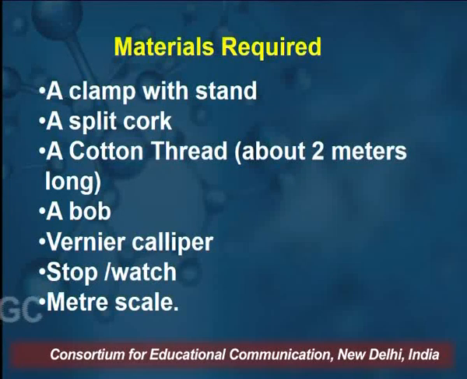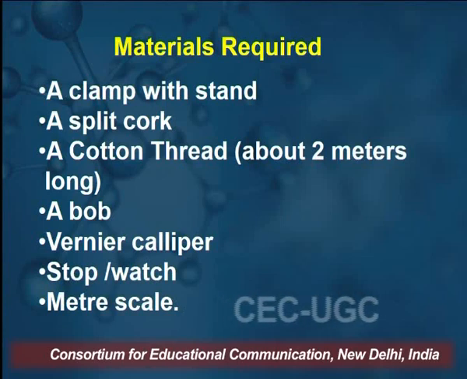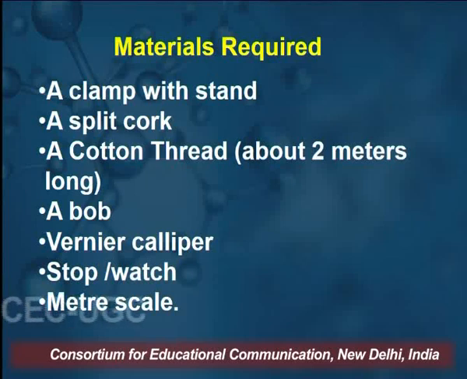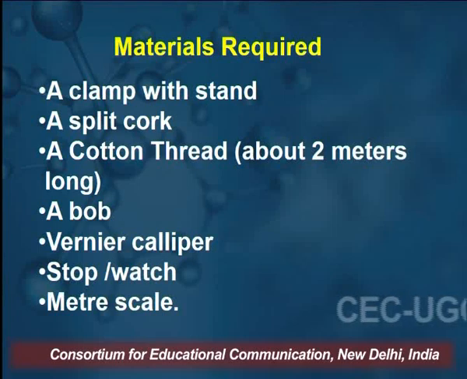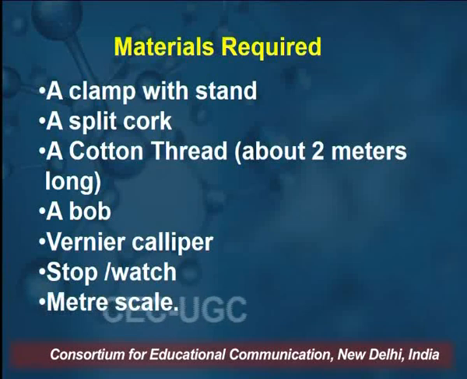Now what is the material required for this experiment? It is a very easy experiment and very small things are required here. Number one is a clamp with a stand. Number two is a split cork, and cotton thread, which must be 2 meters long. A bob, like a heavy metallic ball. A vernier caliper to find the diameter of the bob, a stopwatch to calculate the time period, and a meter scale to measure the length of the pendulum. So these are the materials required for this simple pendulum experiment to find the acceleration due to gravity.